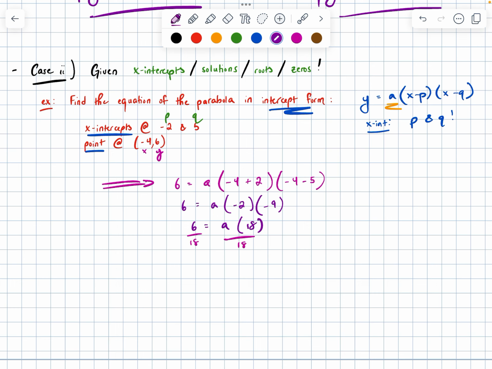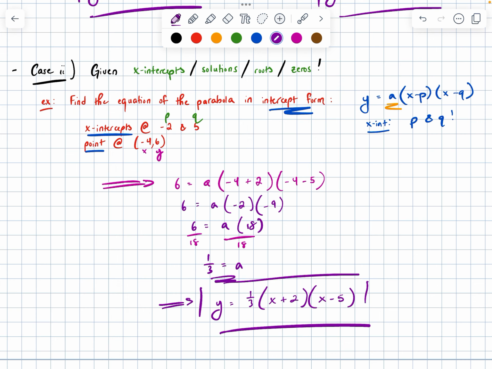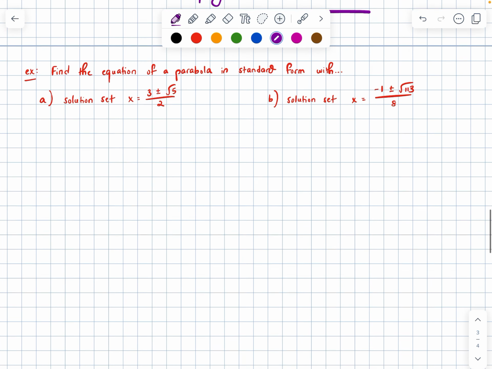Last move is just to get a by itself. Well, a should be equal to 6 over 18, which reduces to 1/3. Slotting everything into place, that tells me that y equals 1/3 for a, x minus -2, which is really x plus 2, times x minus 5 is the equation of my parabola in intercept form. Beautiful. One last extension of this case and then you're free.